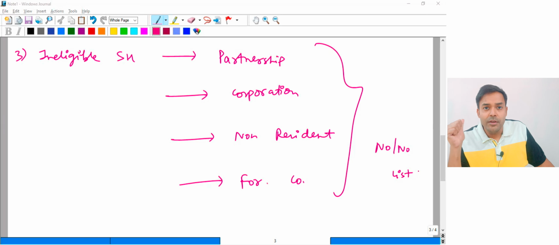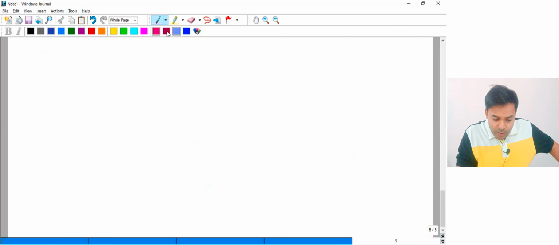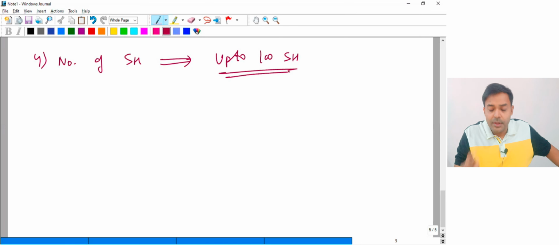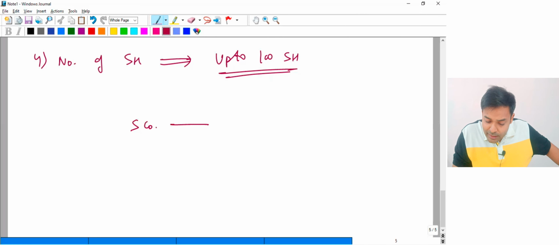Fourth condition. We have done three conditions. First, S corporation has to be a domestic company. Second, eligible shareholders. Third, the ineligible shareholders. Fourth condition, everyone, number of the shareholders. How many shareholders can it have? It can have, everyone, up to 100 shareholders. Mind it, the condition is up to 100. That means if any S corporation is having 10 shareholders, is that okay? Yes, that's okay. If any S corporation is having 101, no, then it's not allowed.